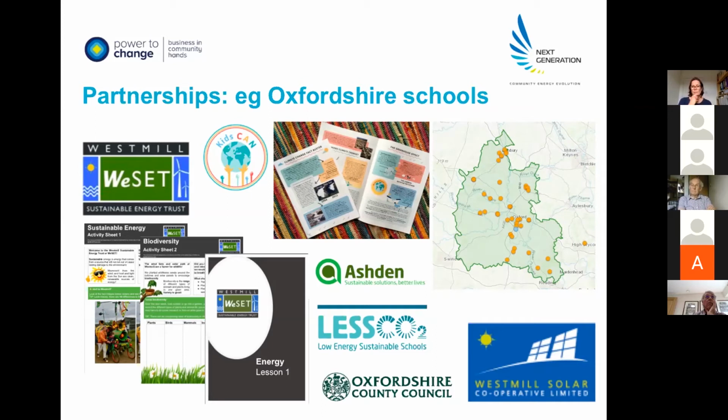I'll give you an example. Oxfordshire County Council have regular communications with all the grant maintained schools across the county. So suddenly, by working with them, we could reach 300 schools, not just our 30 schools that we had links with.